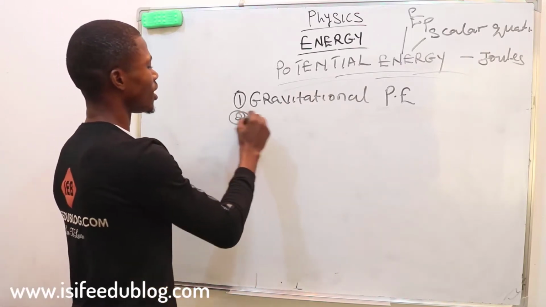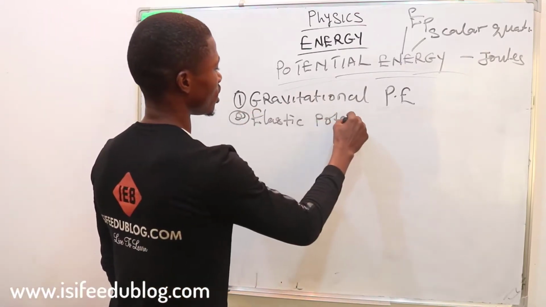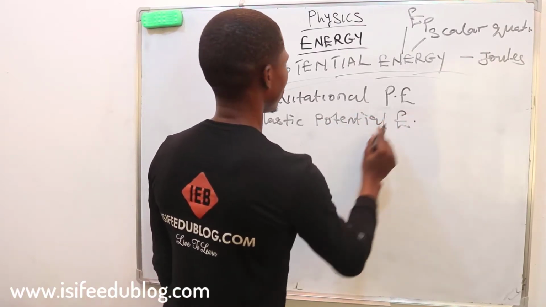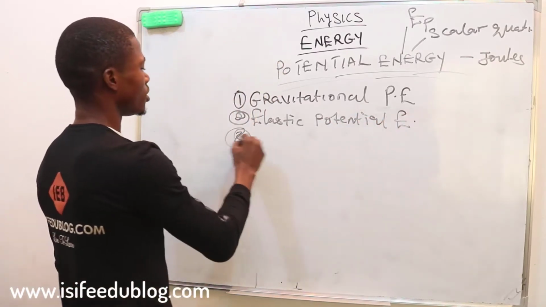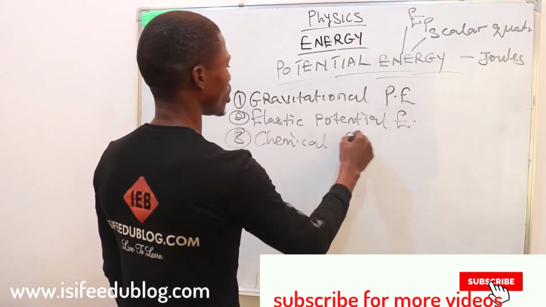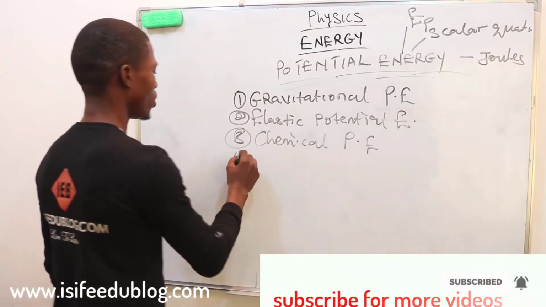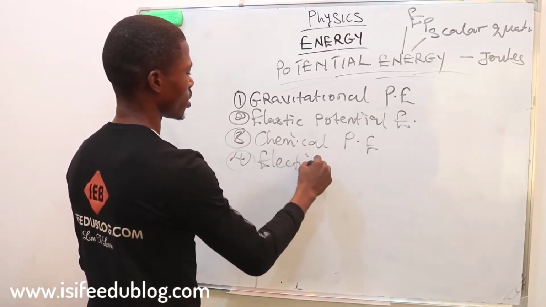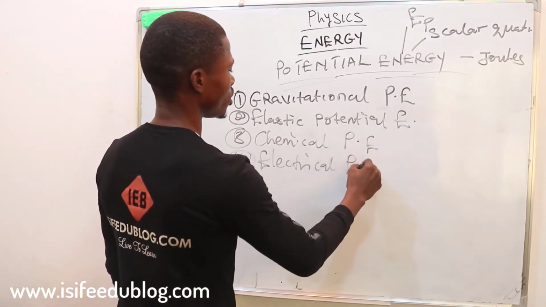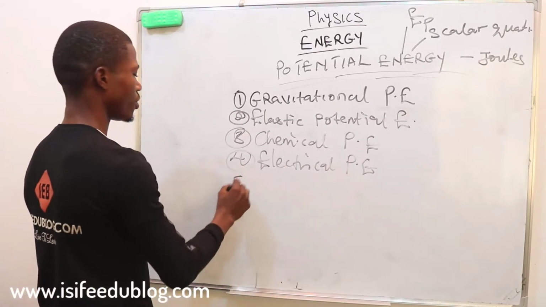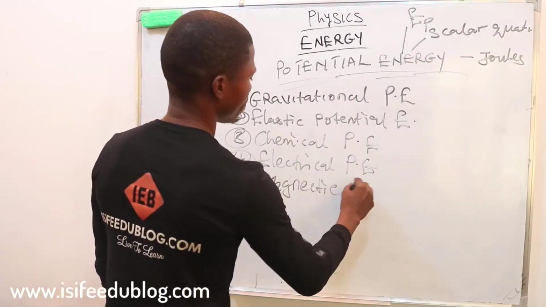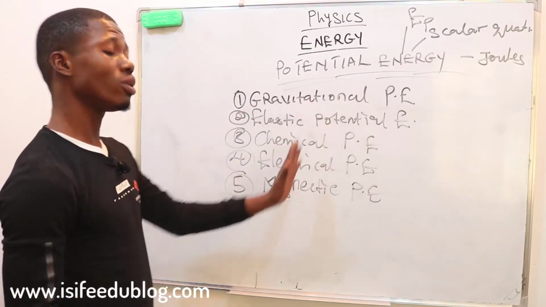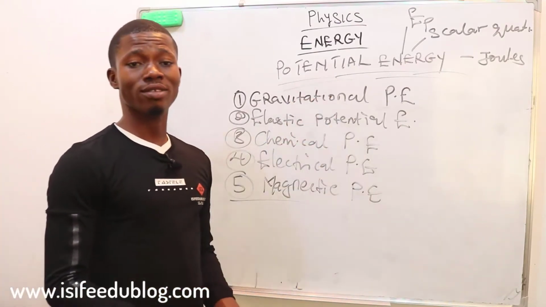Number two is elastic potential energy. Number three is chemical potential energy. Number four is electrical potential energy. Number five is magnetic potential energy. So these are forms in which potential energy can exist.